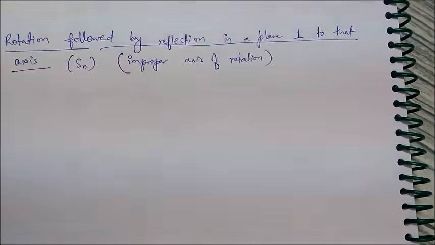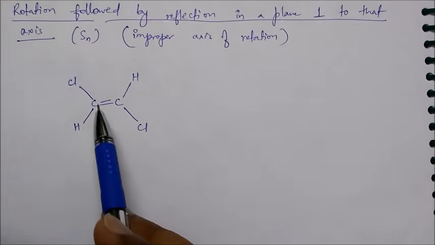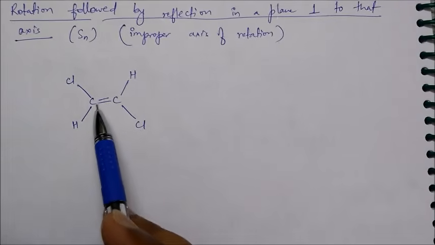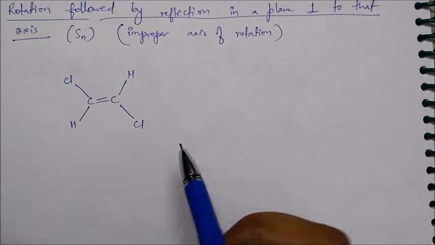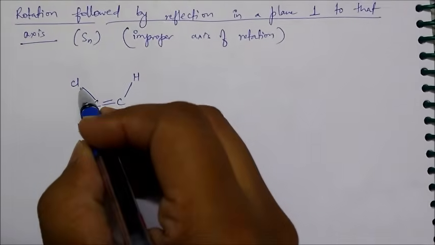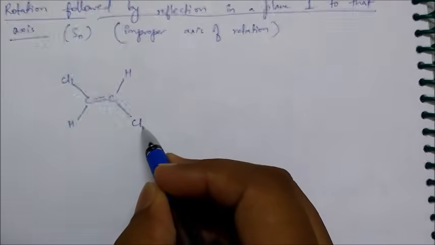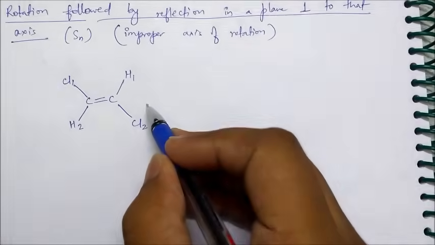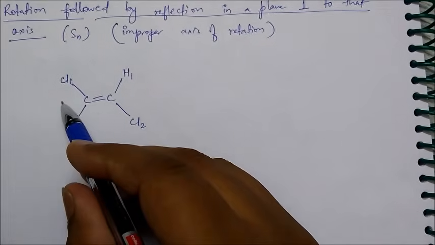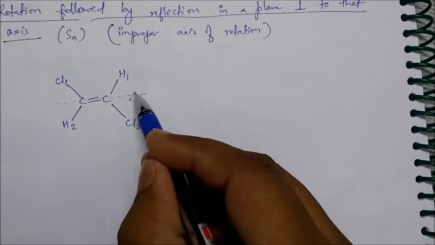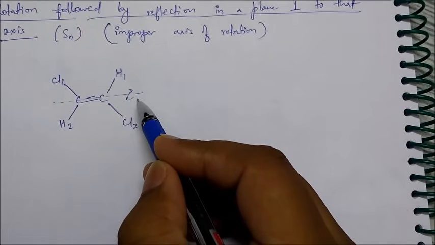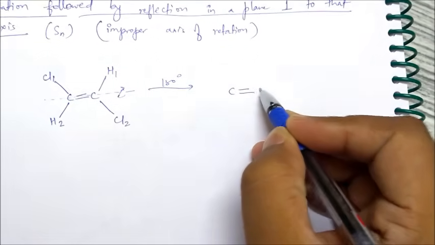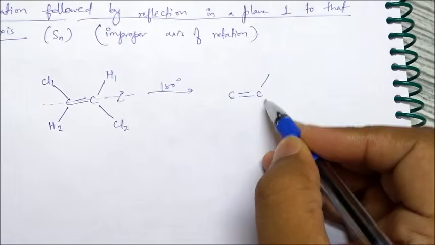Now let's say we have this molecule, trans dichloroethene. We have two chlorines, which I will label as 1 and 2, and two hydrogens, which I will also label as 1 and 2. Now I am applying a rotation about this axis, a 180 degree rotation. After the 180 degree rotation, what will happen?